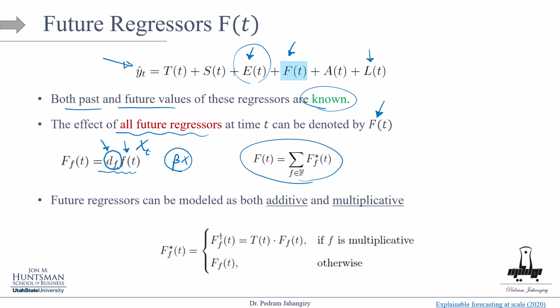So this is the overall impact of those features, which we can add to the forecasting model, or we can think of it as multiplicative. If it is multiplicative, we need to multiply it by the trend component and then add this whole thing to the forecasting equation. The next one, which is the event, is pretty much the same. So let's look into that one.